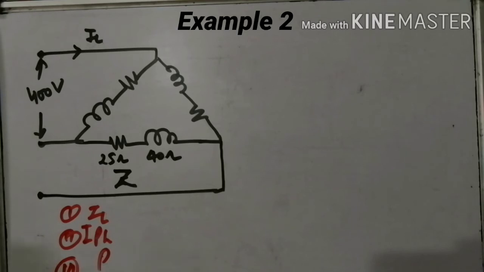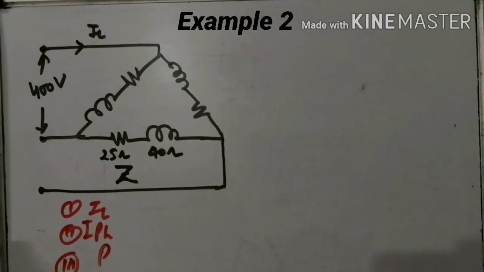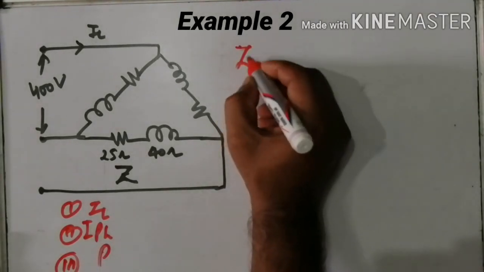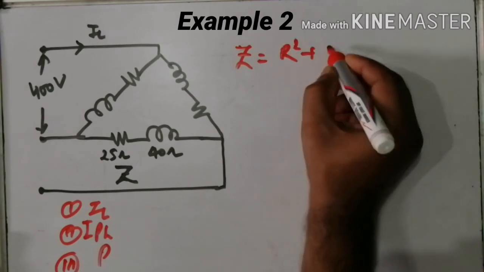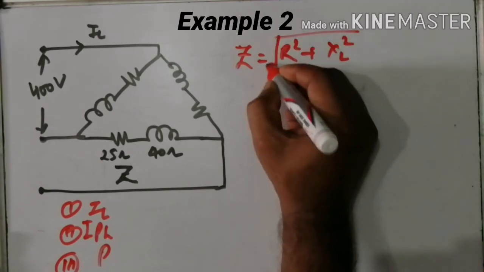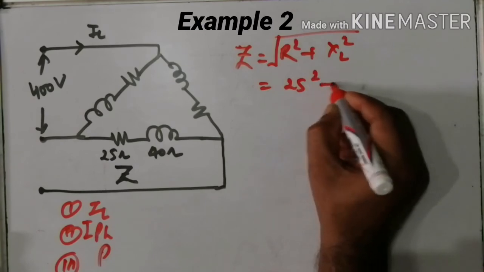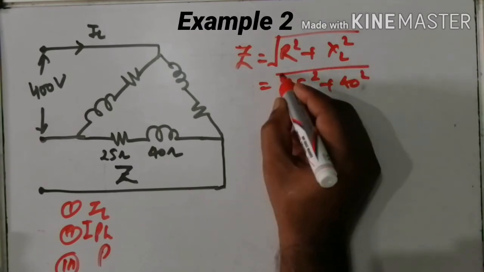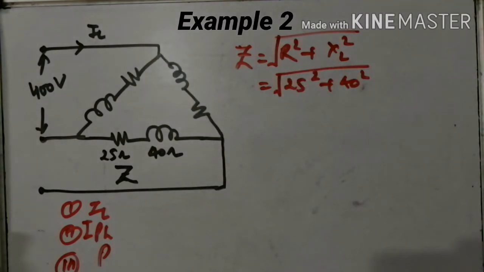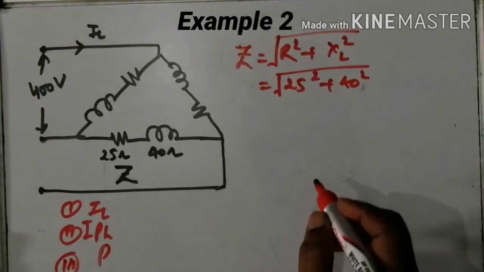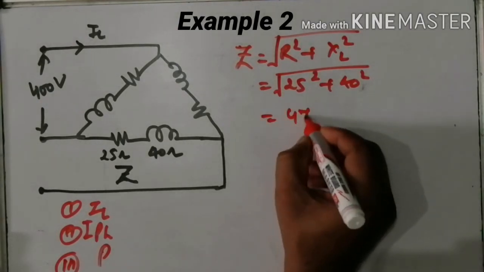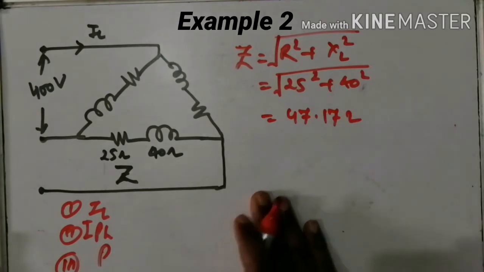First of all, calculate impedance, that is Z. Z is square root of R square plus XL square. It is 25 square plus 40 square with root. After the calculation, it is 47.17 ohm.